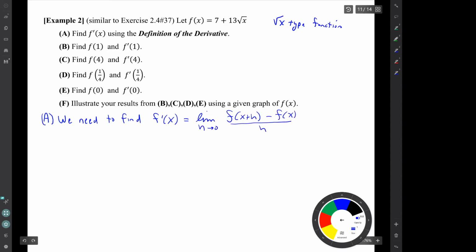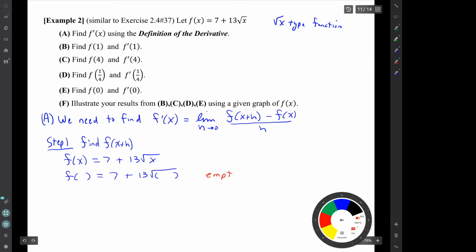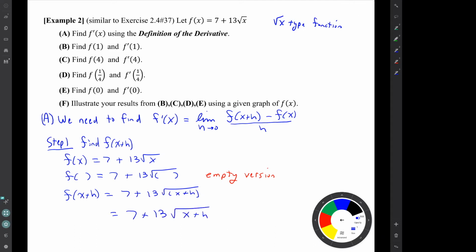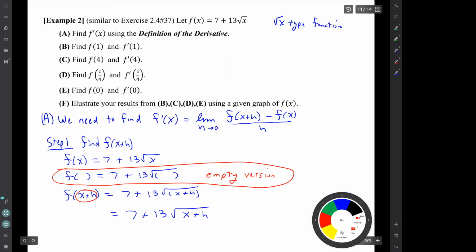So we start by writing down what we are going to be finding. Now step 1. So we took the same approach that we took in previous problems. We found f of x plus h by starting with f of x, building the empty version. So it's clear how to construct f of x plus h. You substitute in x plus h into all of those empty parentheses.